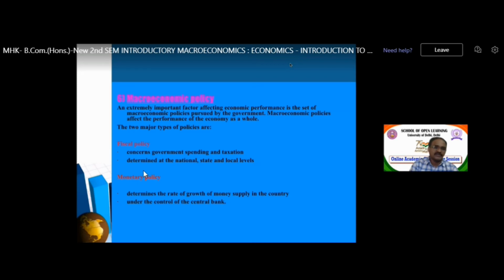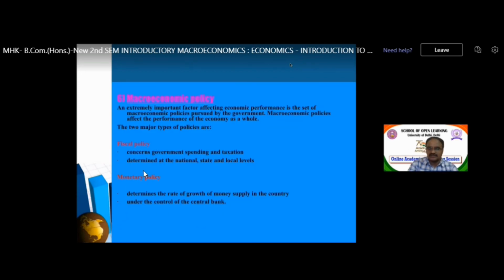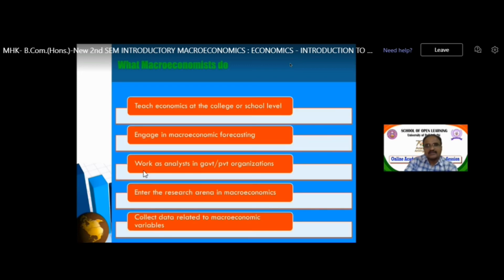How is the supply of money controlled? It depends upon the factors that influence the economy, and how the economic performance is going. So these are the policies which we are discussing. Okay, this is the first part: what macroeconomics actually is about. The second part which we are discussing is what macroeconomists do. In a general way, we are talking about what macroeconomists do.